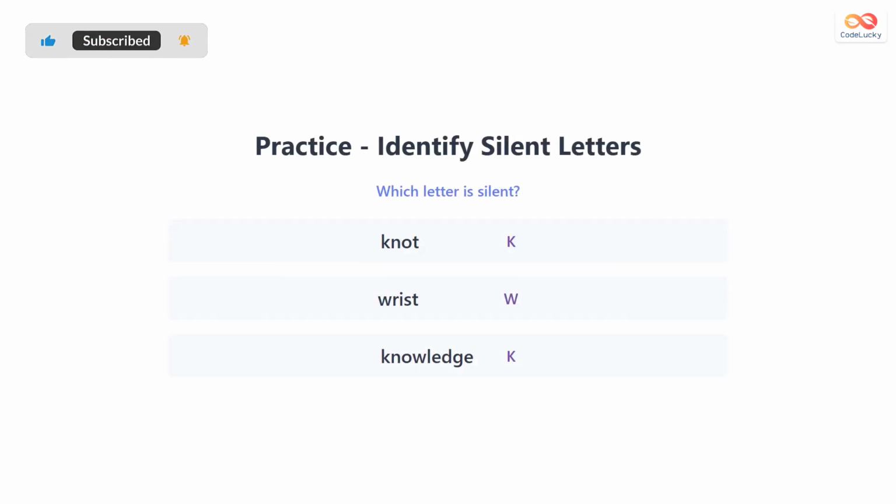Now let's practice what we learned. I will show you 3 words and you should identify which letter is silent. First word, not. The silent letter is K. Second word, wrist. The silent letter is W. Third word, knowledge. The silent letter is K. Good job if you identified all of these correctly.